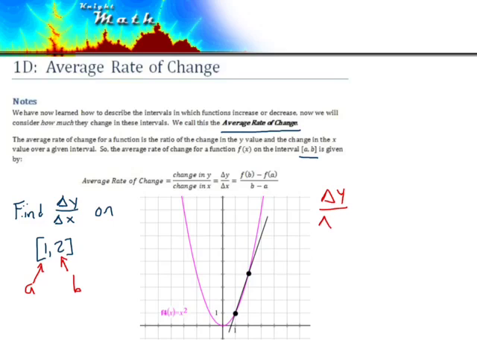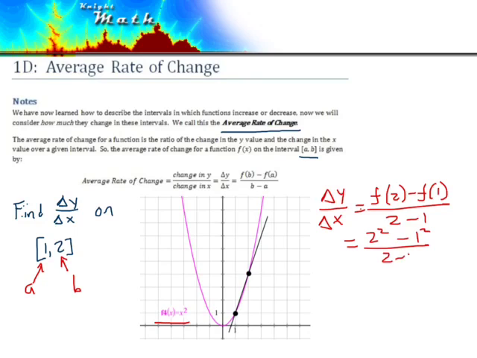So let's use our definition. Delta y over delta x is f of 2 minus f of 1 all over 2 minus 1. Since this function is y equals x squared, f of 2 is just 2 squared, and f of 1 is 1 squared, all over 2 minus 1. So we have 4 minus 1 all over 2 minus 1, which is simply 3 over 1, which is 3. And there's our rate of change. We say that this is changing at a rate of 3.